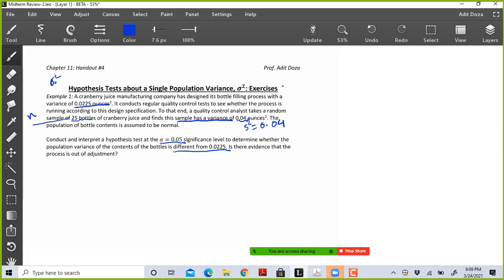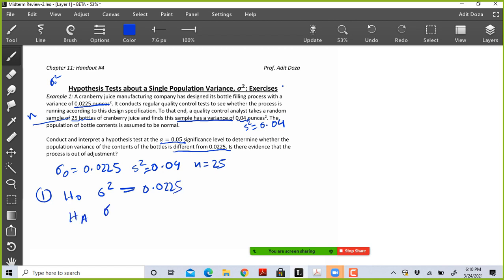So let's write it down first. Sigma square 0.0225, S square is 0.04, n given is 25. So step 1, set the hypothesis, which is sigma square is equal to 0.0225. So what would be the alternative hypothesis, HA? It will be not equal to 0.0225. So how do I know it's a two tail? Because it says different from, right?